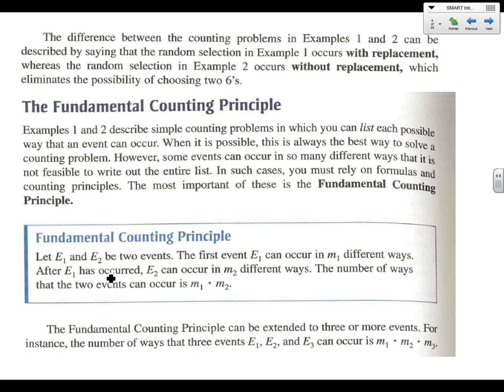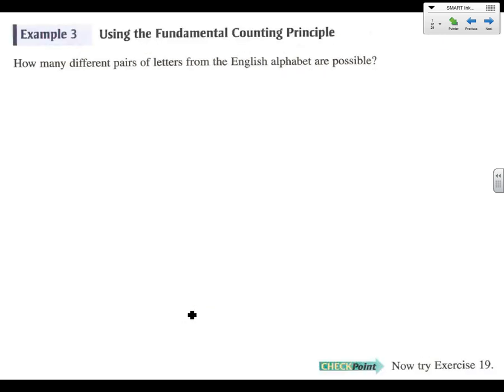All right? Now the key here is E2 is happening after E1. Not simultaneous, but after. So we'll look at some of these.